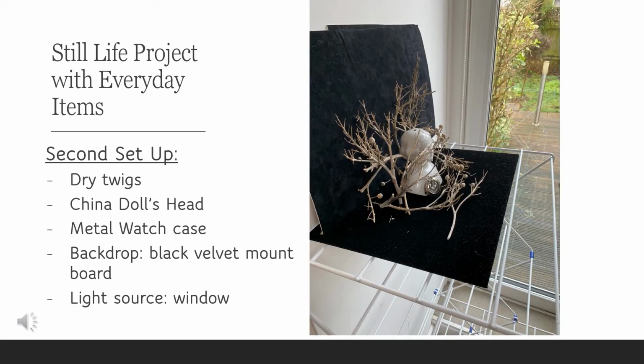As you can see, the second project was set up in the same place. Again, the light source is natural light from the window, and the backdrop and the surface I've arranged the items on is again the velvet mount board. This time I used the dry twigs that we had in the previous composition as well, but I added a china doll's head and a little silver watch case, and just arranged the items until I thought they looked quite nice together.